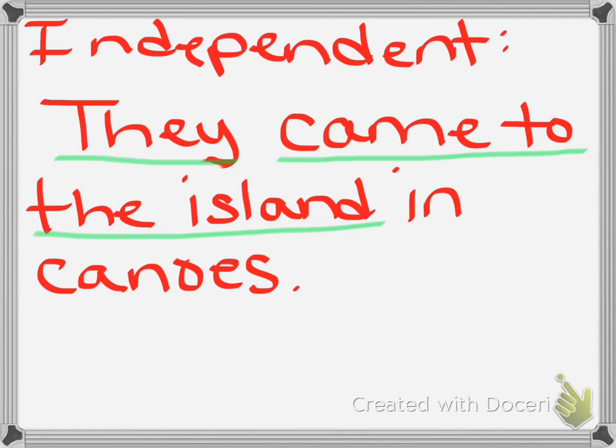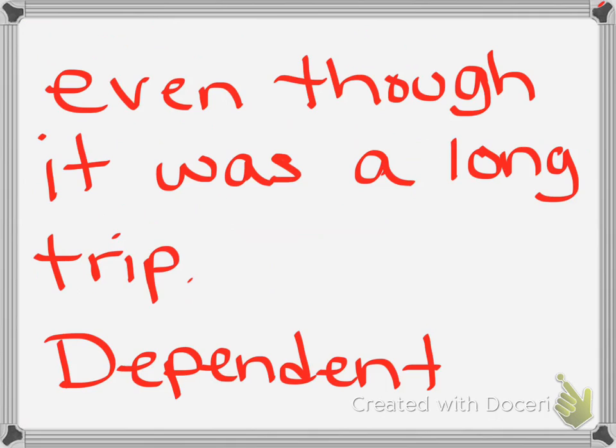"They came to the island in canoes" is an independent clause because it has both a subject and a predicate. "Even though it was a long trip" is a dependent clause because it only contains a predicate.